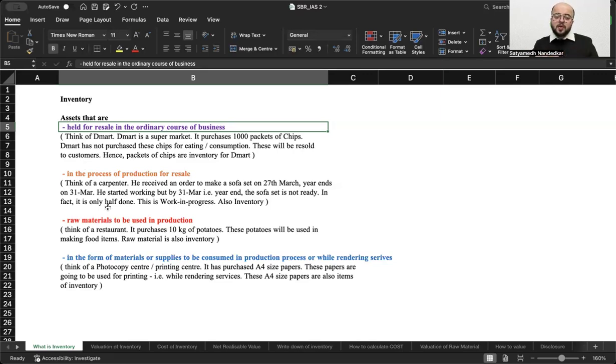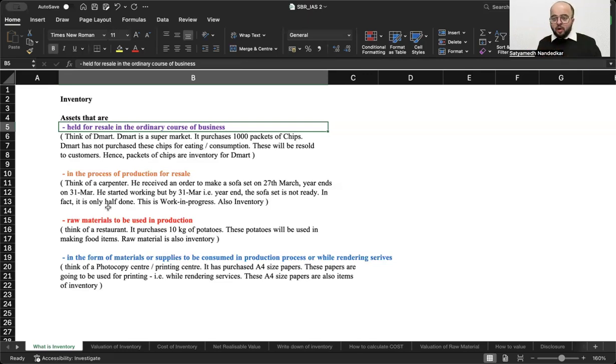Assets that are in the process of production for resale. Think of a carpenter. The carpenter has received an order for making a sofa set, and he has cut the wood. He is polishing the wood, and the production is not complete. The sofa set is not ready. It is in a semi-finished state. This sofa set, which is in a semi-finished state, will ultimately get completed one day and will be sold to the customer. This is also inventory.